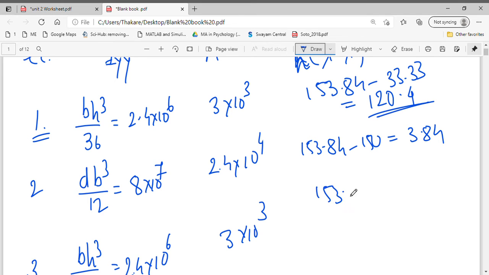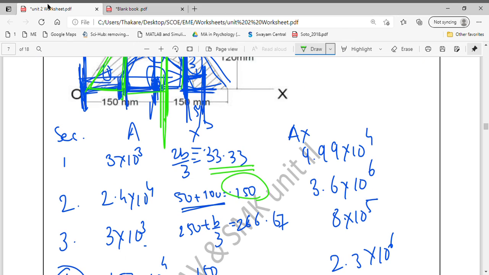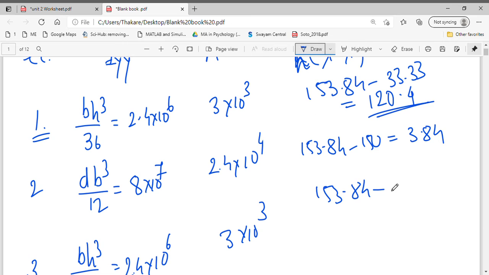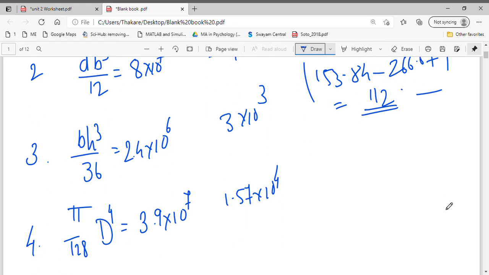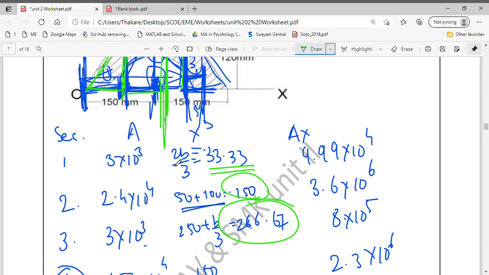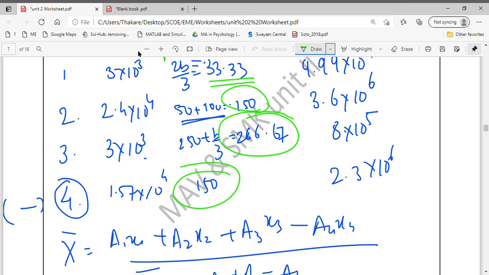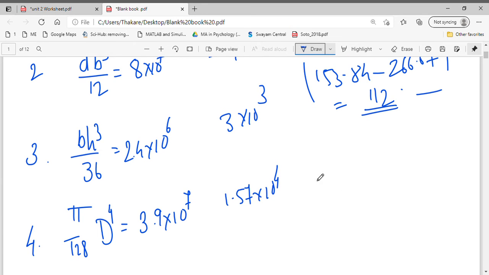For third section 153.84 minus the third section's x, which is 266.67. This is in mod, so you will get another positive value of 112 point something. And for last section we have the value of x bar as 150 and our universal x bar is 153.83 or 84 minus 150 will give you 3.84.